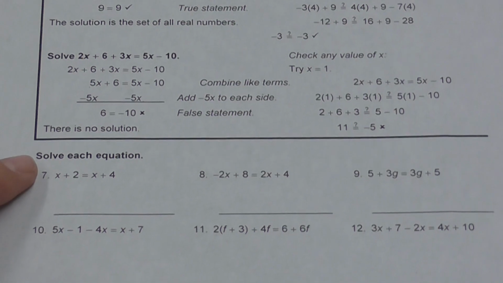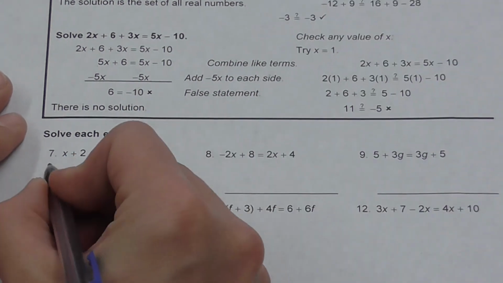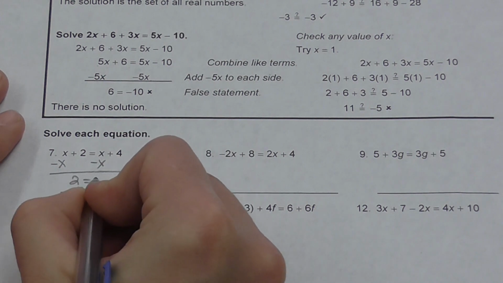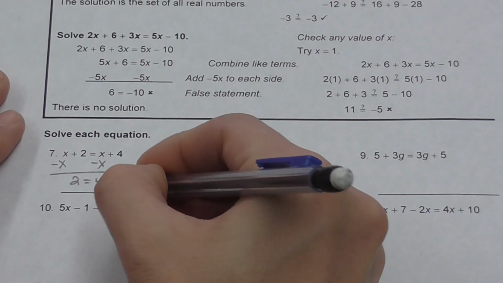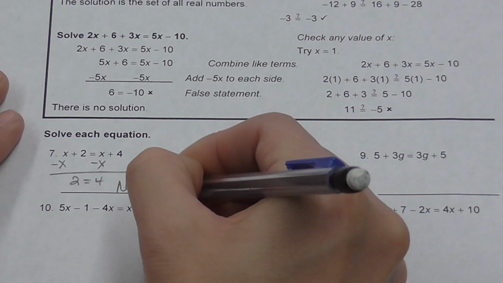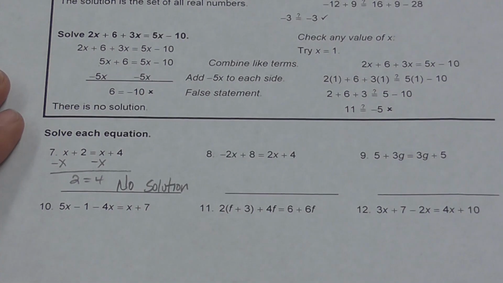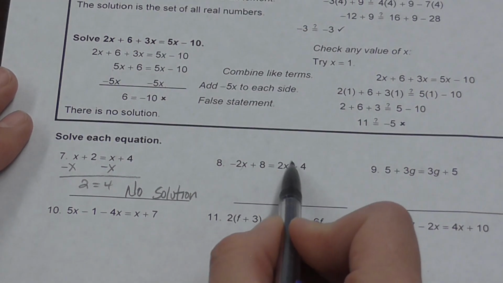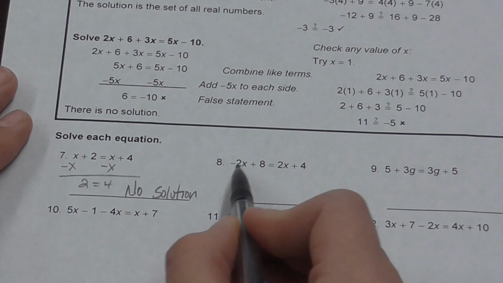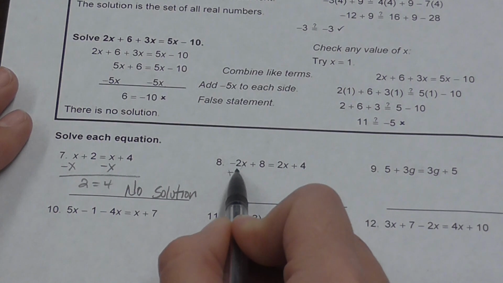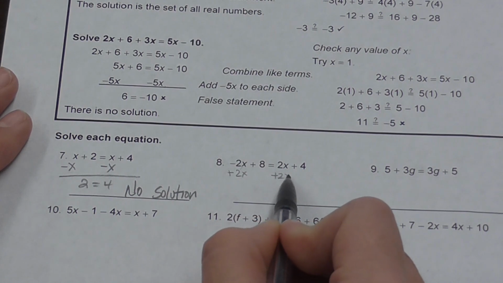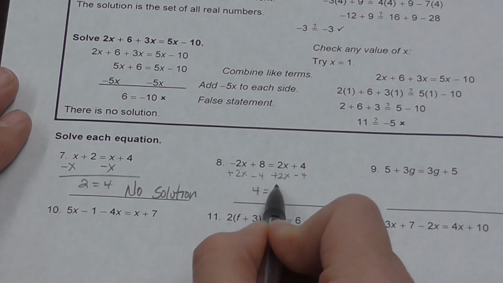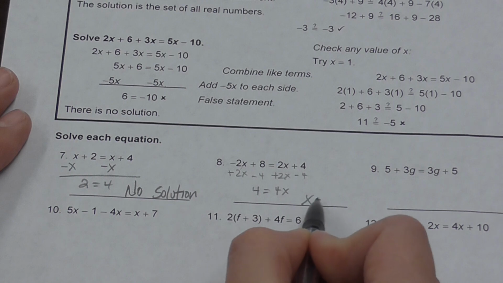So if we're to go here to solve each equation, if I subtracted x from both sides, I end up with 2 equals 4. Well, in that case, there's not going to be any solution, because 2 is never going to equal 4. Well, if I look here, negative 2x and positive 2x, and then I get 4 and 8. So I'm going to add 2x to both sides, and I'm going to subtract this 4. So I get 4 equals 4x. Well, x is just going to equal 1.